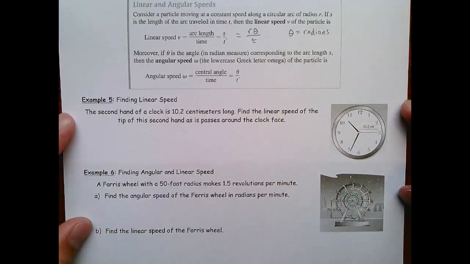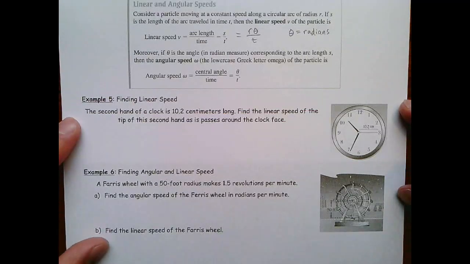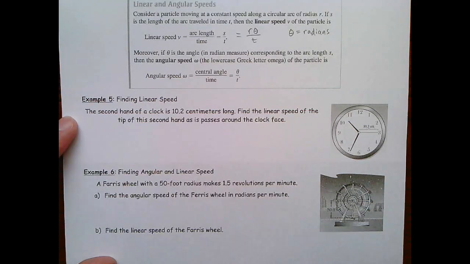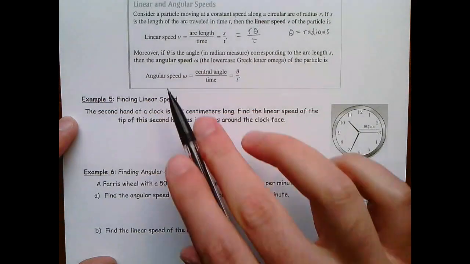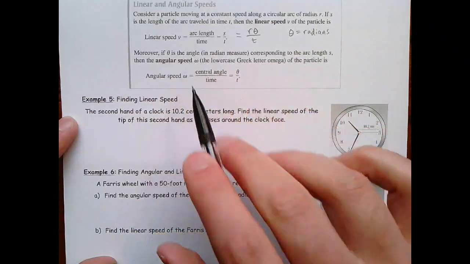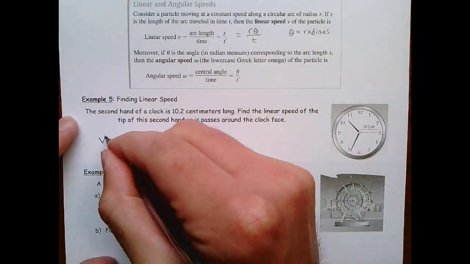So here we go. The second hand of a clock is 10.2 centimeters long. Find the linear speed of the tip of the second hand as it passes around the clock face. So I want to find the linear speed of the tip of the second hand as it passes around the face of the clock. So how could I do it? Well, I can use the formula. I know that linear speed is arc length over time. So what I can do is use this v all over.